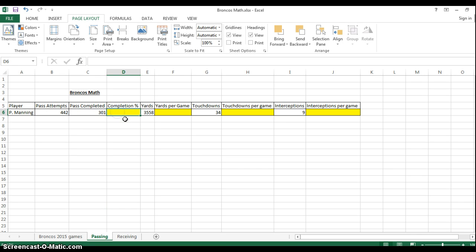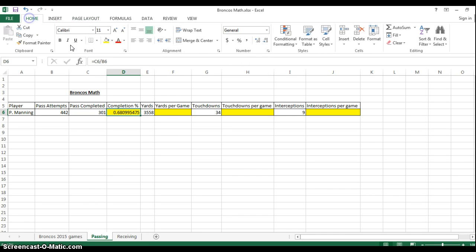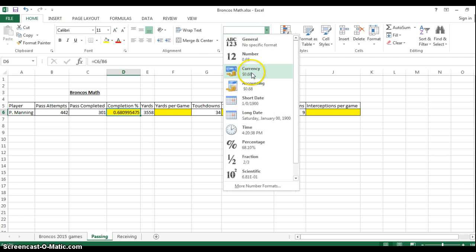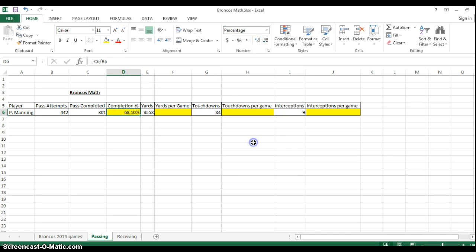So to do that, we start with equals, just to tell the system it's a formula, and it would be C6 divided by B6. And again, we want to change this to a percentage. So you go home, percent, and we can see Peyton Manning has completed 68.1% of his passes so far this season.